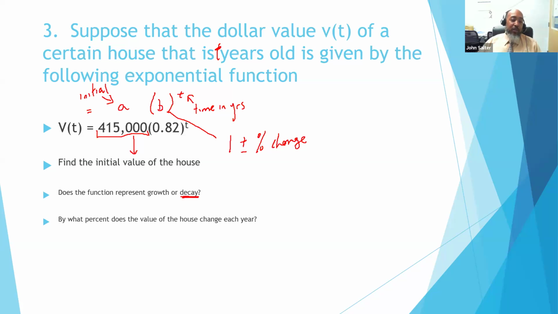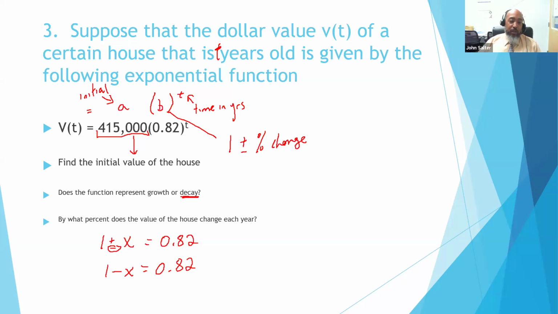By what percent does the value of the house change each year? Well, it says 0.82. How do I get 0.82 if I had 1 plus or minus some number? Well, because my number is less than 1, I know I'm probably going to be subtracting. So 1 minus something equals 0.82. How can I find that?